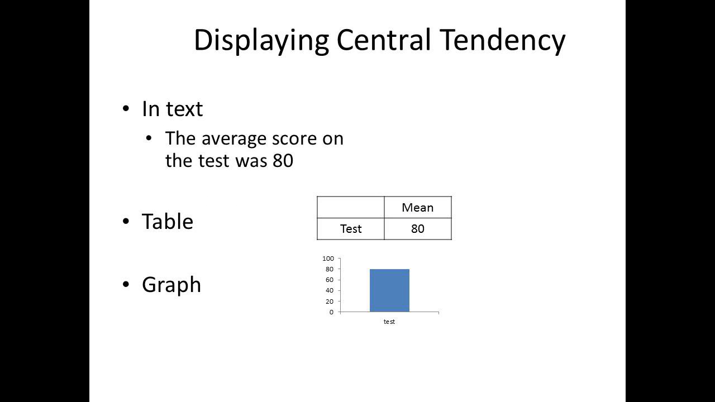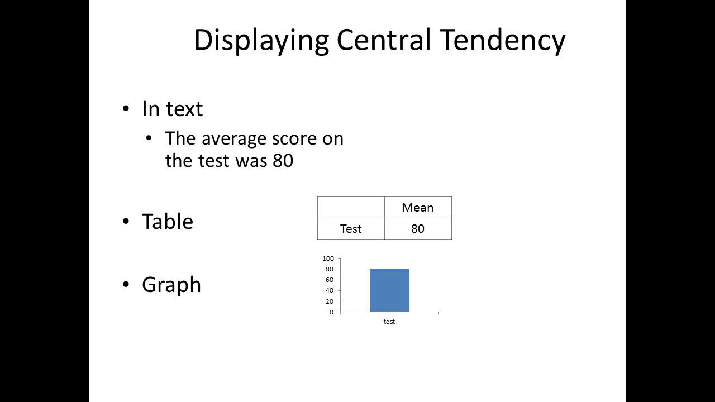When we go to display central tendency, you do it the exact same way we did with categorical variables. You can put it in text, the average score was whatever. You can put it in a table, or you can put it in a bar graph. When you only have one thing you're measuring, you typically go with text, but if you have more than one, if you've taken a lot of measures and you want to show the average of all of them, then tables and graphs are typically a better option. You can also use these same display methods for median and mode, but again, 99% of the time it's mean.